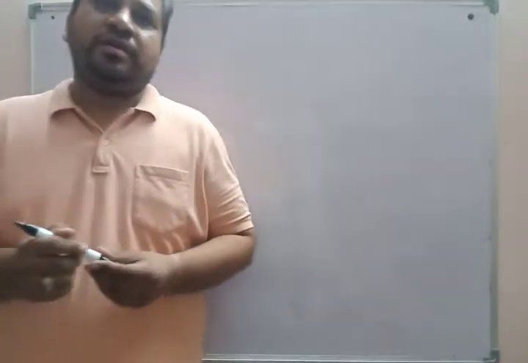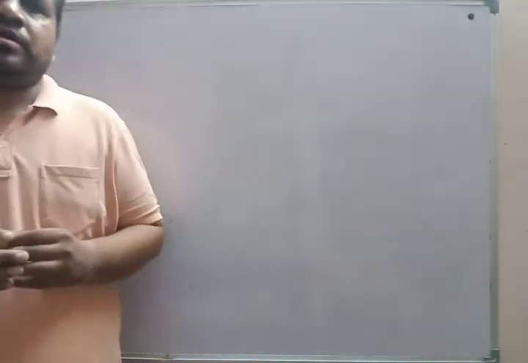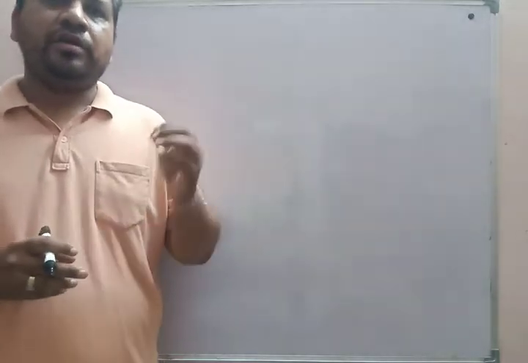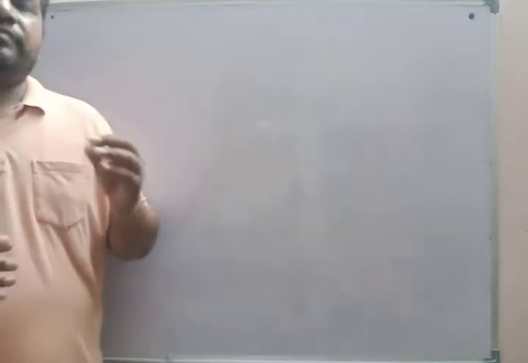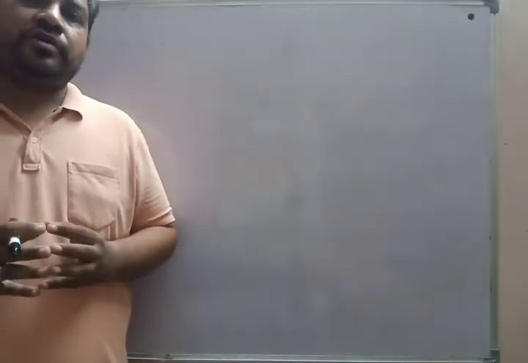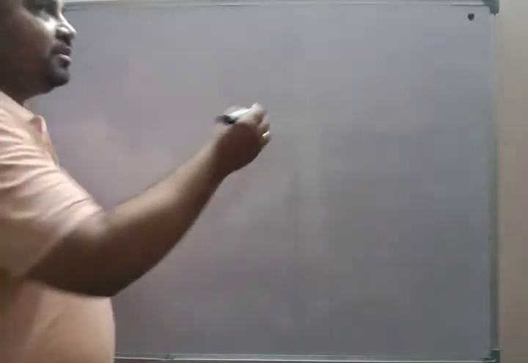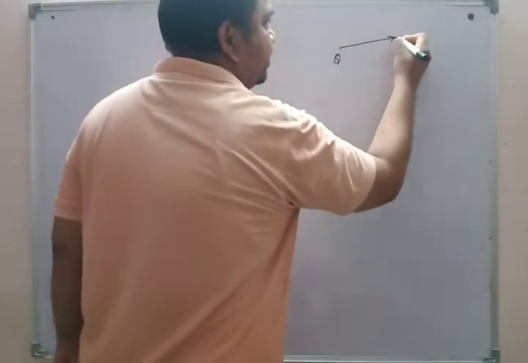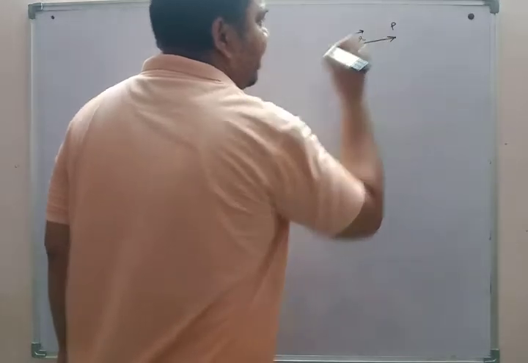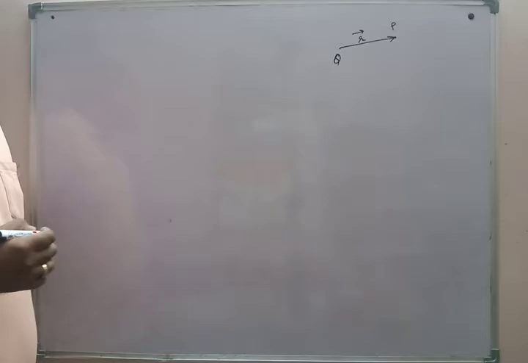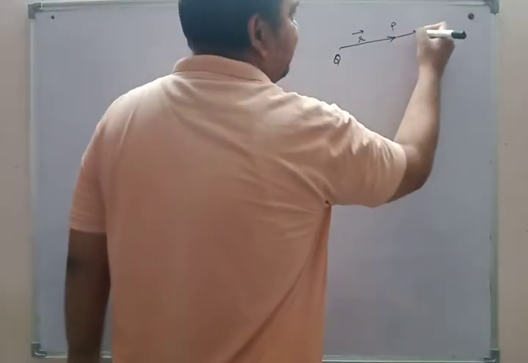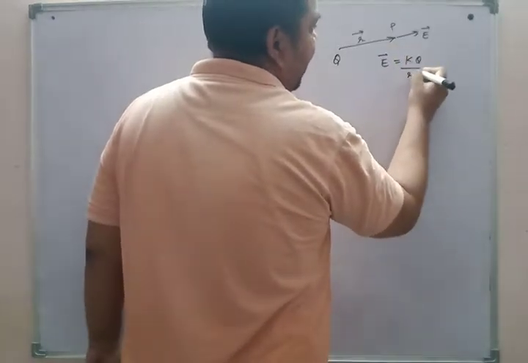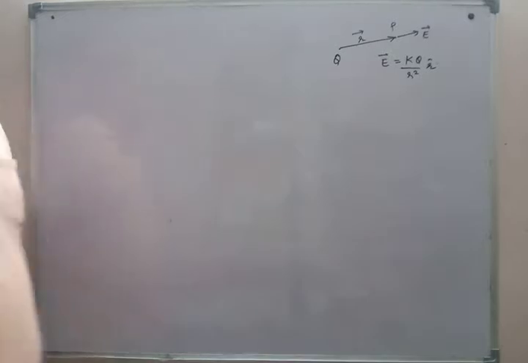Hello students, we have already discussed the value of electric field produced due to a point charge and due to a system of point charges. We all know the expression: if I have this charge Q and a point P located at position vector r, then the electric field at this point is E = kq by r square into r cap.